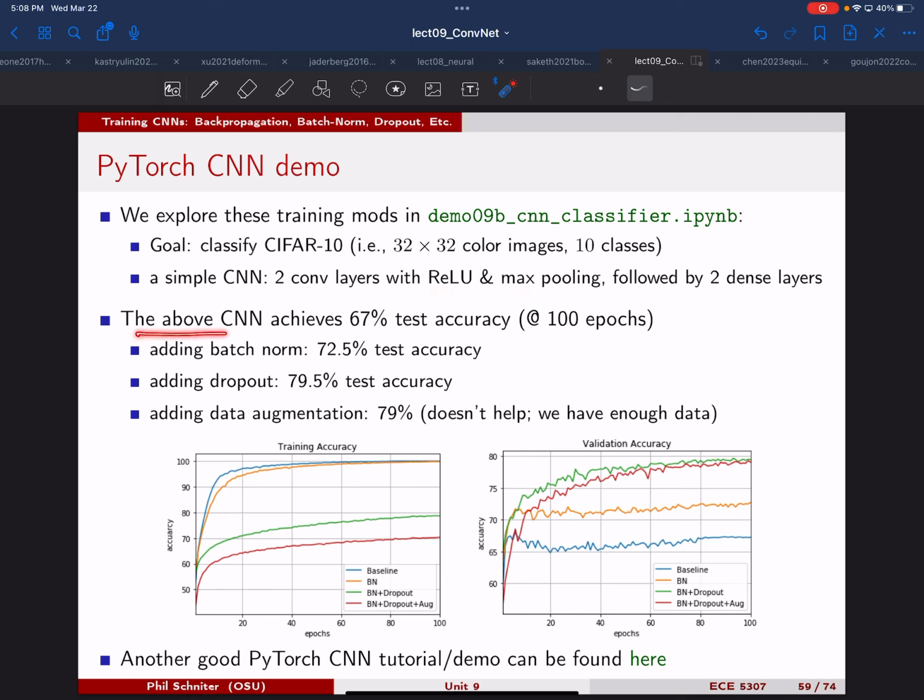When we try this, we get 67% test accuracy after 100 epochs. Here I have the training accuracy versus epochs on the left, validation versus epochs on the right. You can see the number I'm talking about, 67%, is where we are after 100 epochs on validation. Now, as we know, training accuracy is not very useful. With training accuracy, the blue curve, we're getting almost 100%. That's very typical for neural networks.